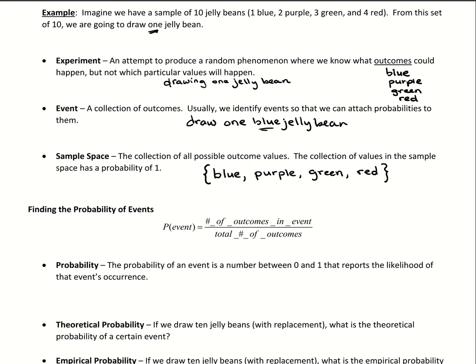If you've taken some algebra classes, this notation is very similar to our domain in terms of listing what's possible for our inputs. Here it's just possible outcomes.